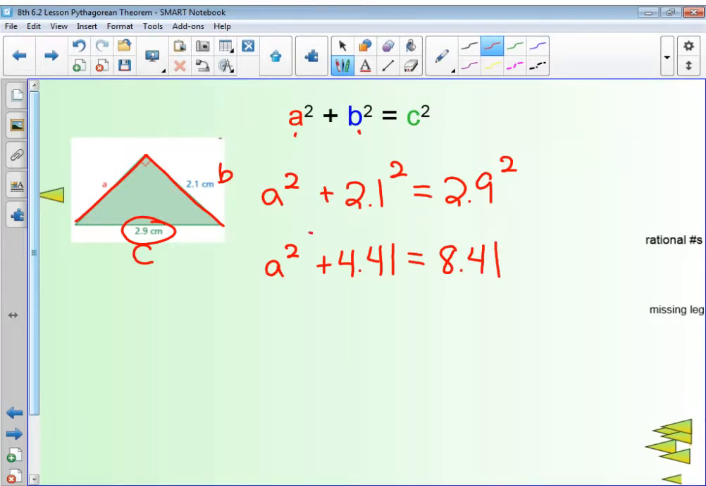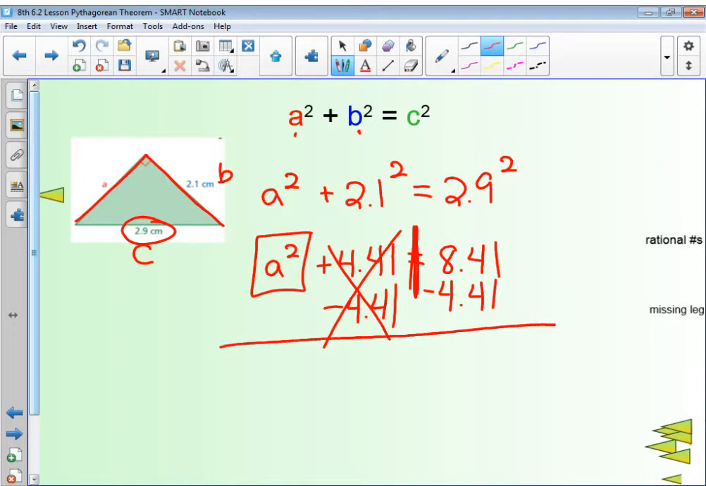I want to work to get A squared by itself. Here's my equal sign. How am I going to get rid of that 4.41? I'm going to subtract. So I'm going back to stuff that we reviewed in chapter 1. That's gone. So whatever I do to one side, I have to do to the other. I now have A squared equals 8.41 minus 4.41 is 4. Final step, I have to get that squared out of there. So we have to do that square root to cancel it out. So A equals the square root of 4. A equals 2.